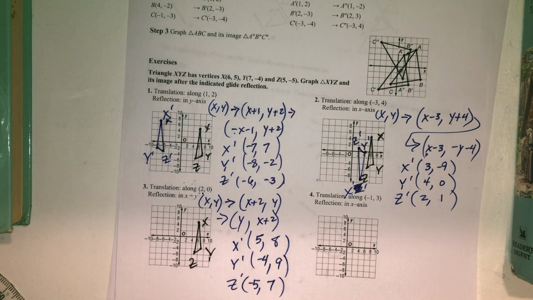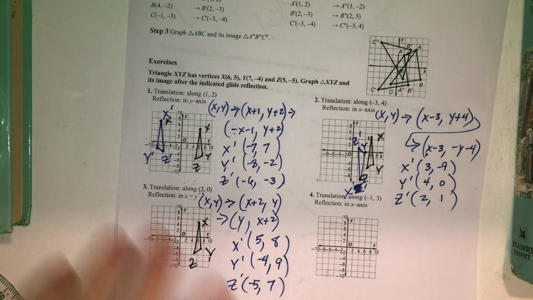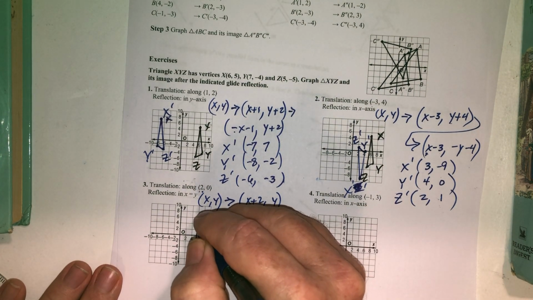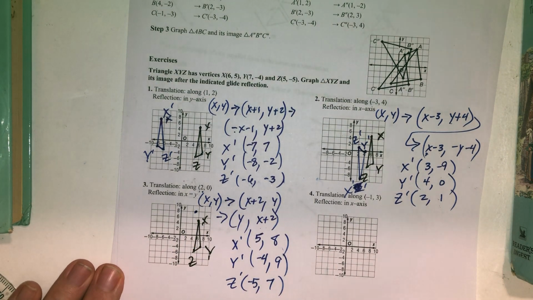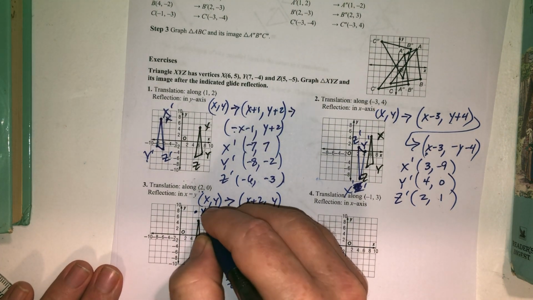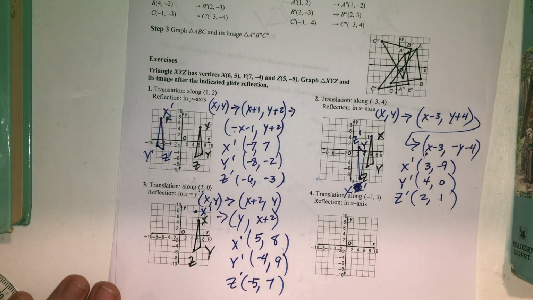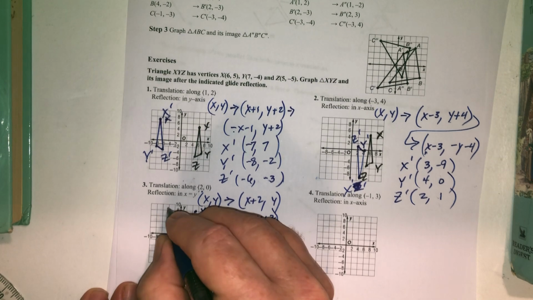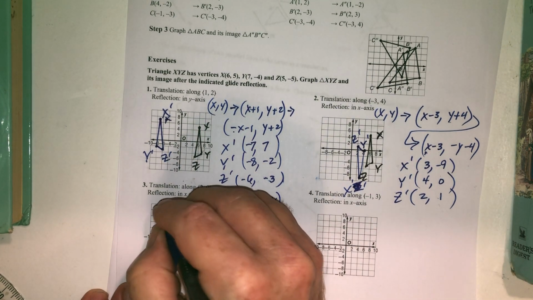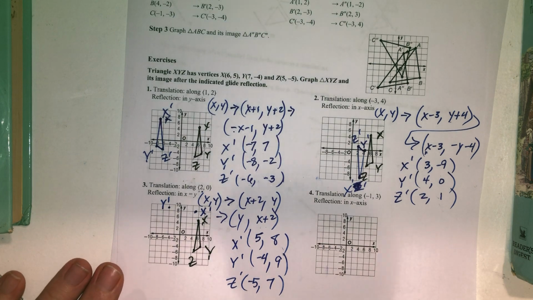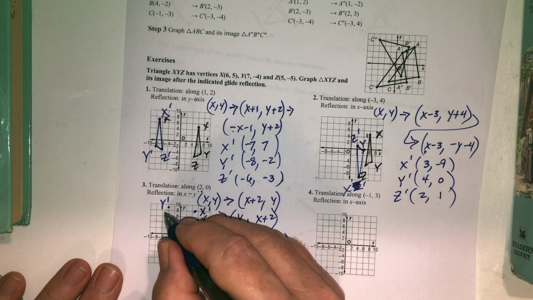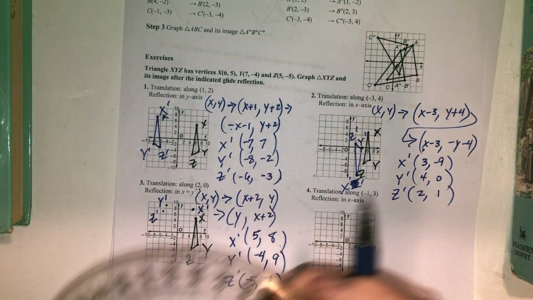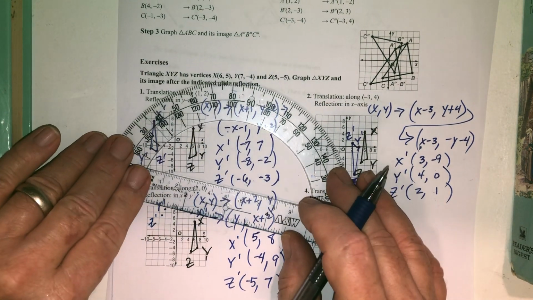All right. Now, let's plot those points. 5, 8 would be approximately right there. That would be the approximate point for x prime. All right. -4, 9. That would be the coordinates of y prime. And then -5, 7 would be the coordinates of z prime. And then you can connect those. Let's connect x prime to y prime first.